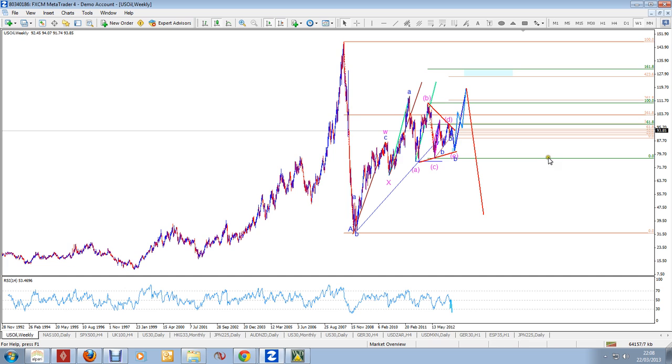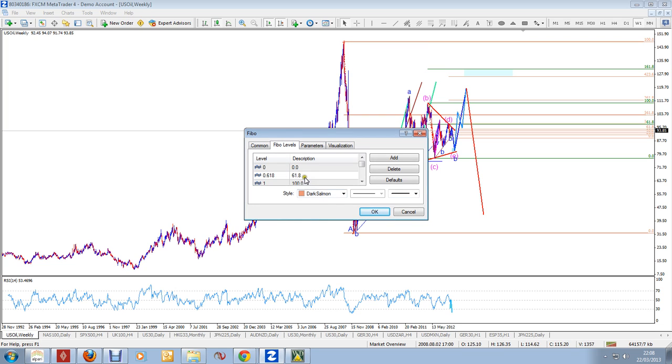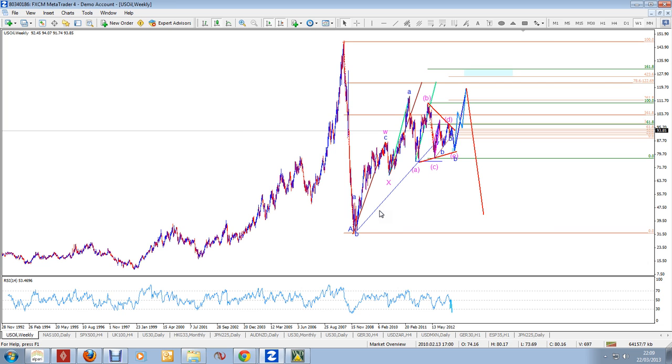Okay, and then along the RSI of this drop, we might get something like we got 61 already. 0.786. Yeah, you see, we could even go back to 78% retracement, or maybe even 88% retracement.